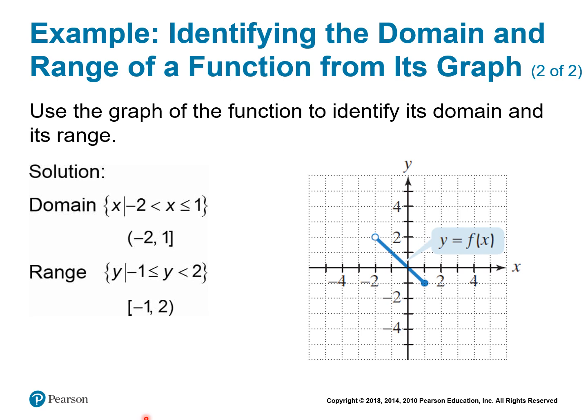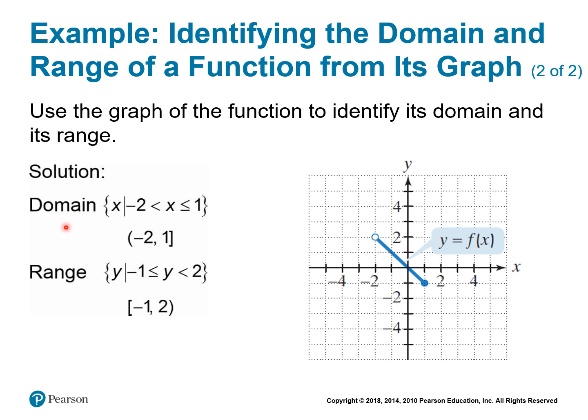Now this is another example of identifying the domain and range of a function from the graph. Let's look at the graph. We see that one end of the graph has a hollow circle, whereas the right-hand side of the graph has a solid circle. That's going to determine how we express our domain and range.